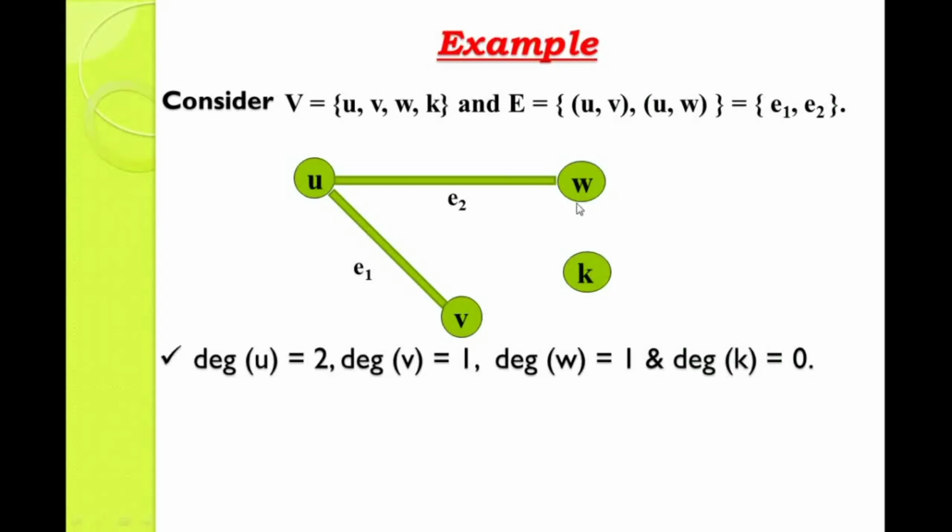Okay, next. So see the definition: any vertex having degree 1 is a pendant vertex, and in this graph the vertices v and w have degree 1, right? So these two vertices are called pendant vertices. What is isolated vertex? Any vertex having degree 0 is called isolated vertex. Here you see the vertex k. What is the degree of vertex k? 0. Therefore, k is called an isolated vertex.